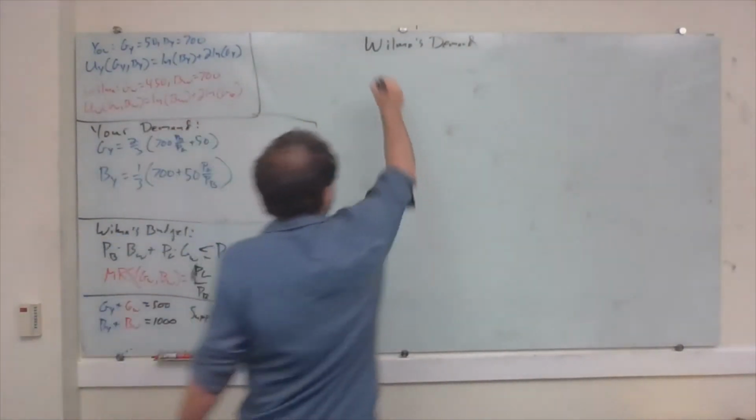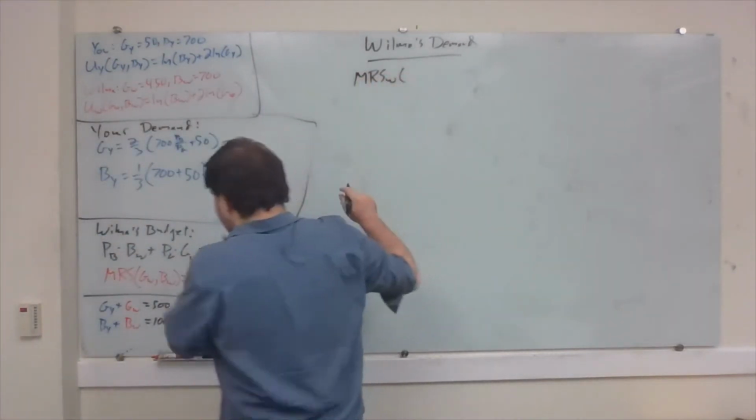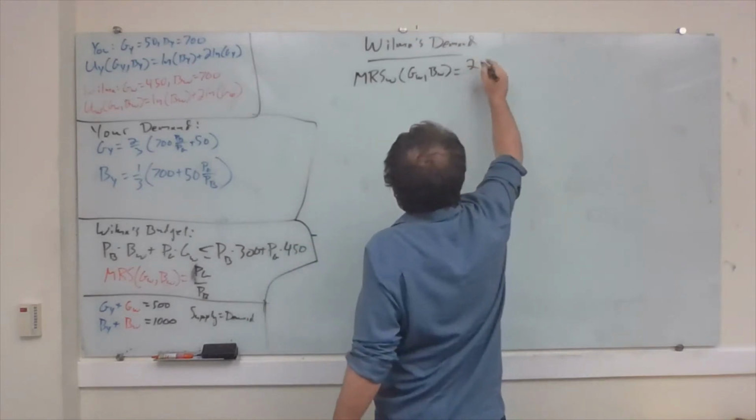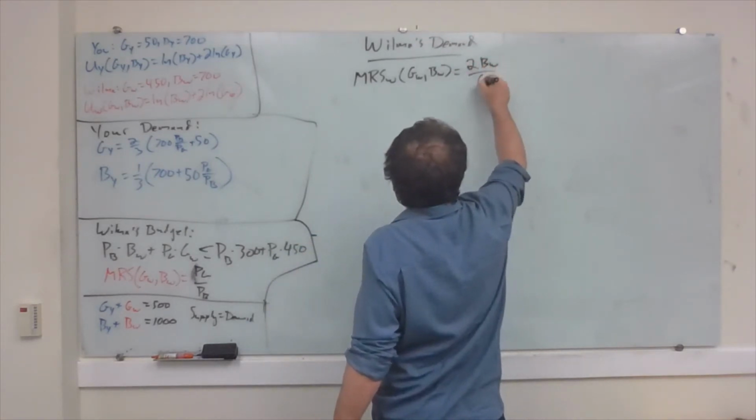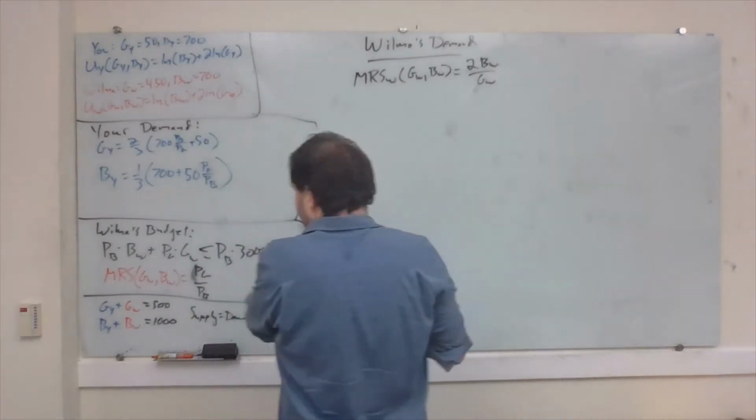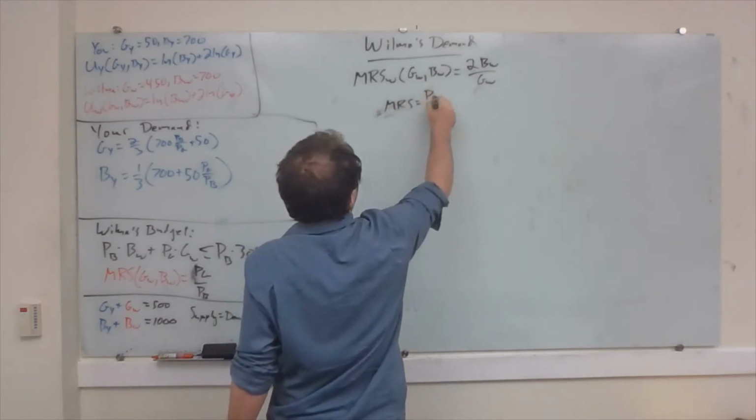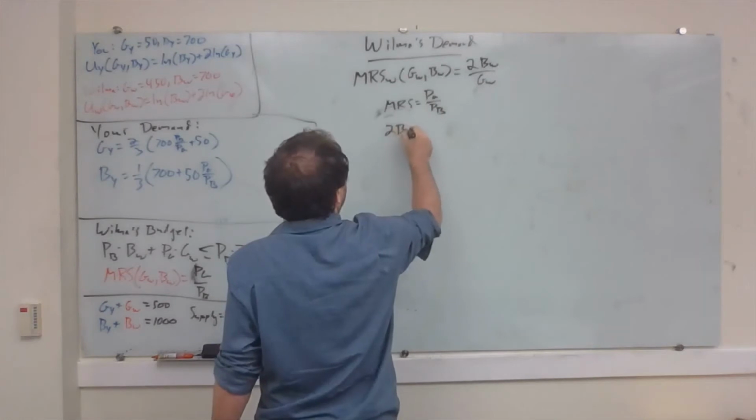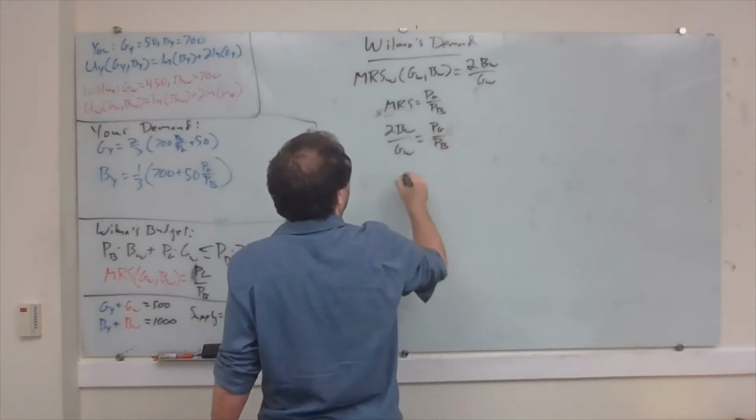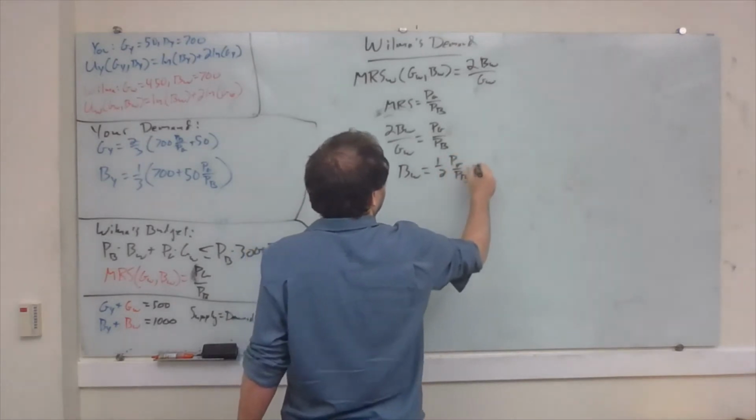Now we can do exactly the same thing for Wilma, right? So we'll say that Wilma's MRS, we found this a couple times, so I'm just going to skip to it, is going to be 2 times BW over GW, right? And we're going to say that Wilma's MRS is going to equal the price ratio. So 2 BW over GW is going to equal PG over PB, right? BW is going to equal 1/2 PG over PB times GW.